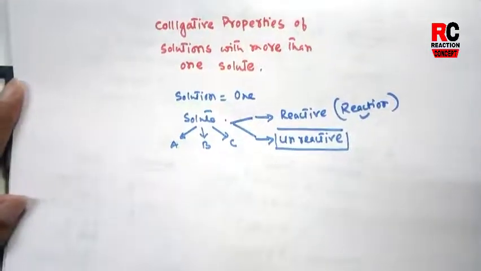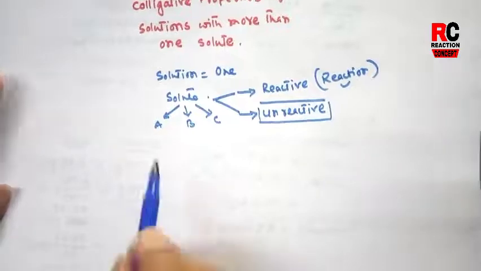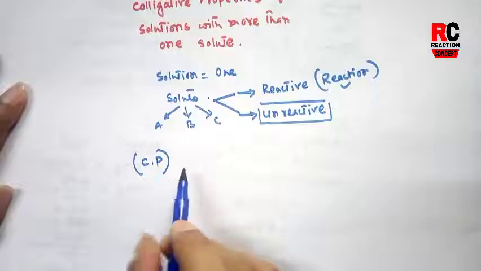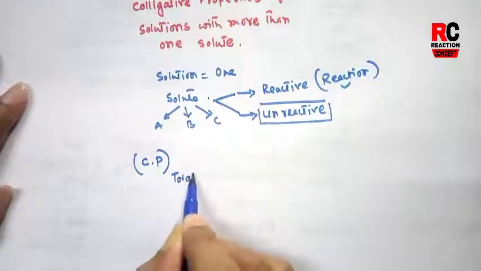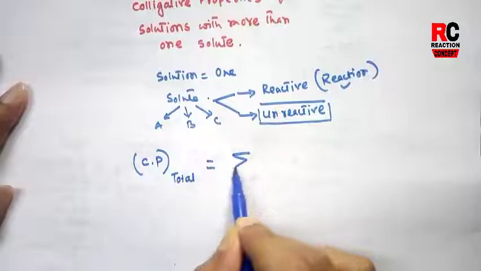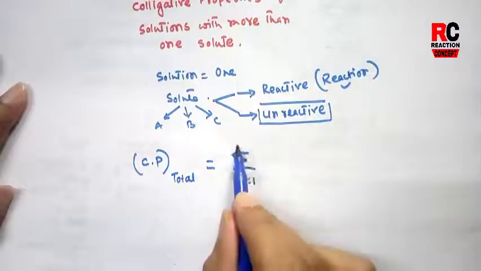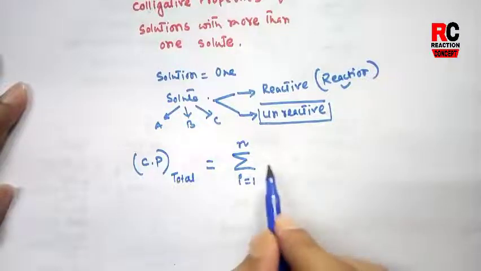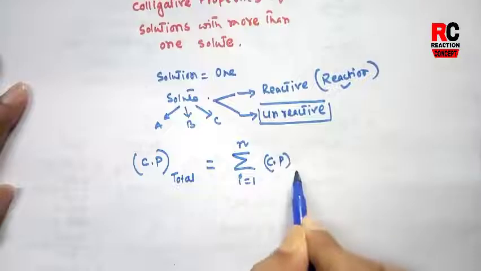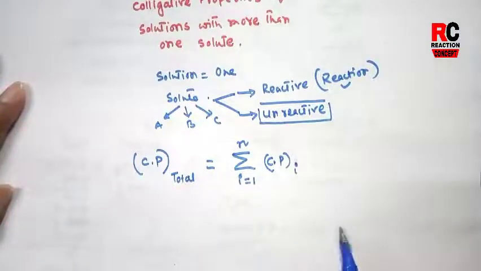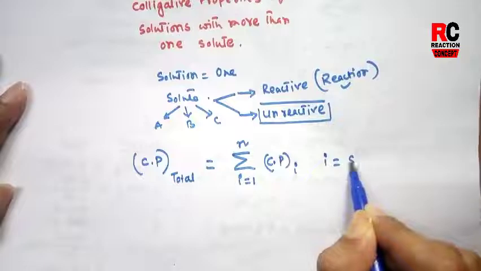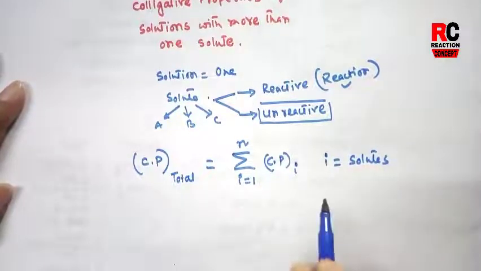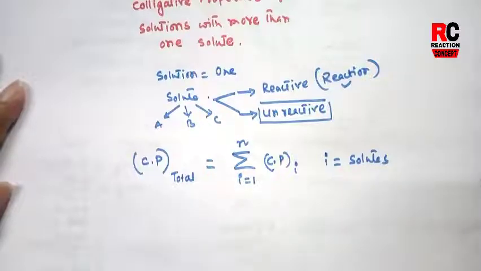In such a case, for a solution containing more than one solute, the resultant or total colligative property is generally given by the summation of i from 1 to n, where i is the number of solutes, of the colligative property of i, where i is the type of solute. So let us see all the colligative properties.